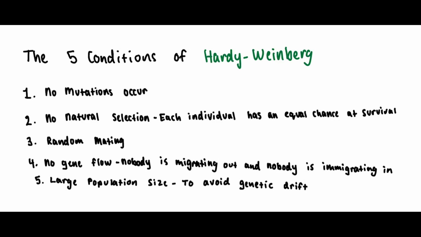There are 5 conditions that must be true before scientists are allowed to use Hardy-Weinberg to accurately determine a population's genetic makeup. The first condition is that no mutations are allowed to occur. This is to ensure that no new genotypes are introduced to the population, affecting scientists' ability to accurately determine whether the population is evolving in favoring one genotype over the other.